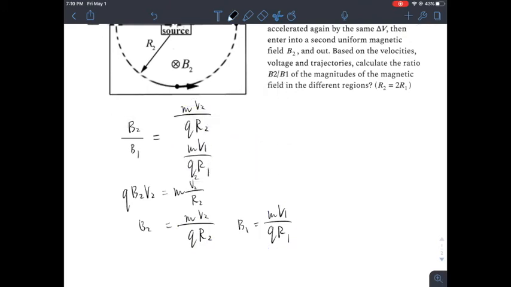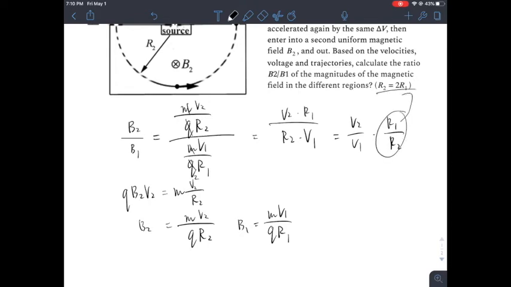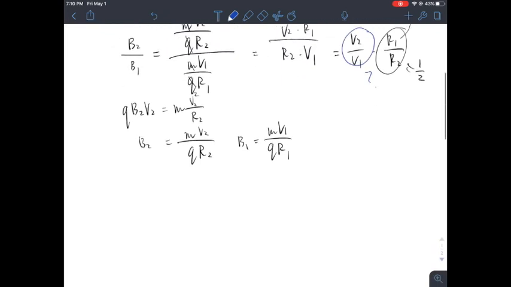B2 divided by B1 is (m times V2 divided by QR2) divided by (m times V1 divided by QR1). Cancel out the m and Q, and we get V2 times R1 divided by R2 times V1. Let's group the terms together: V with V, R with R. Then R1 over R2 we already know, which is 1/2, based on R2 being equal to 2R1. But we don't know V2 over V1 yet.